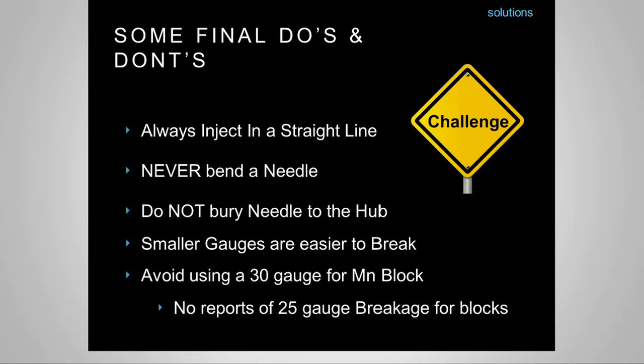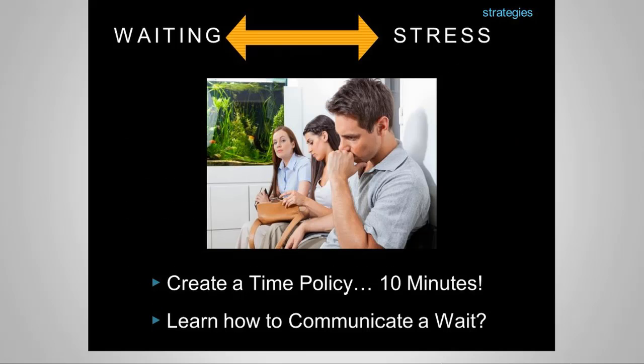A couple things: always make sure you inject in a straight line. You never want to bend a needle. They will break. It will happen, I promise you. So don't go there, don't bend the needles, stay with straight needles and stay in a straight line. Always remember too, higher gauge needles are easier to break because they are thinner. A 30 gauge is not recommended for a mandibular block, so be careful of that. There are no reports of a 25 gauge breakage for blocks, which is really interesting. Another thing is, do not bury the needle to the hub as well.